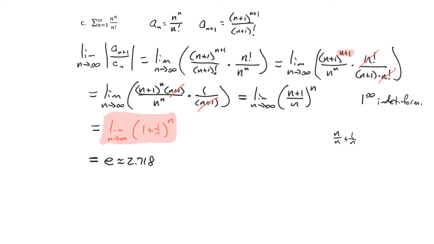Now, we were doing all of this to compare the limit to 1. This is actually greater than 1. So the series diverges, and it diverges by the ratio test. Okay, there is no such thing as absolute divergence. Don't tell me that something diverges absolutely. That doesn't make any sense.